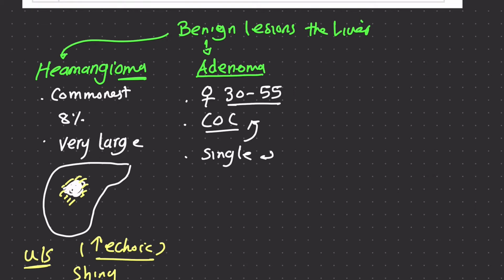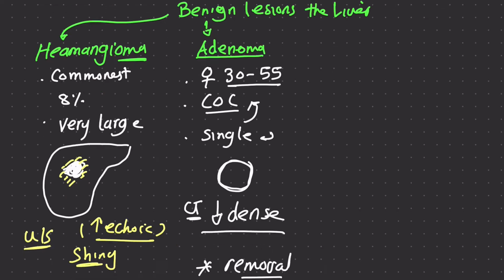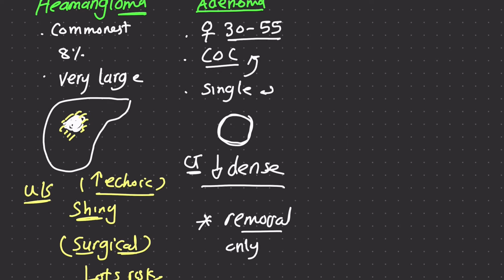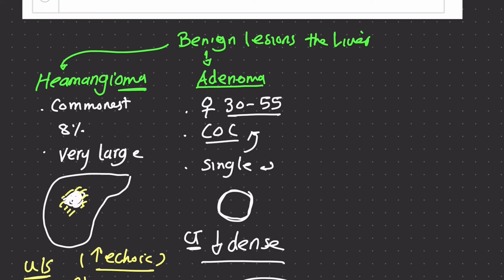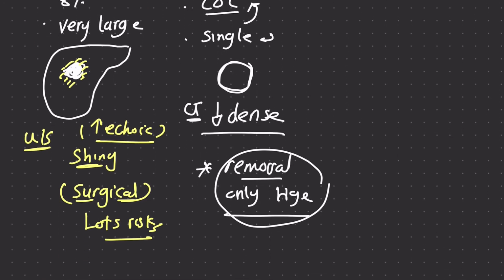This is the story. And usually it's very sharply demarcated from the normal liver. So it's very separated, very well demarcated. So a regular edge is present. On the CT scan, it will be a hypodense lesion, okay? So if the patient presents to you with hemorrhage, removal of this adenoma might be required. Otherwise, you will leave it alone. So removal only if there is hemorrhage, okay? So you only remove this adenoma if there is hemorrhage for those patients, okay?